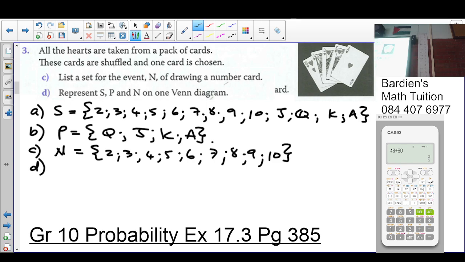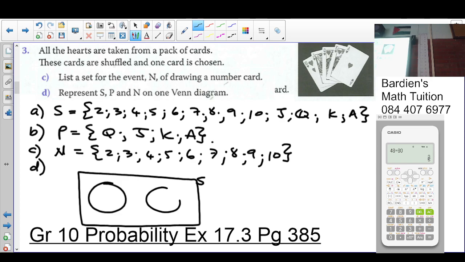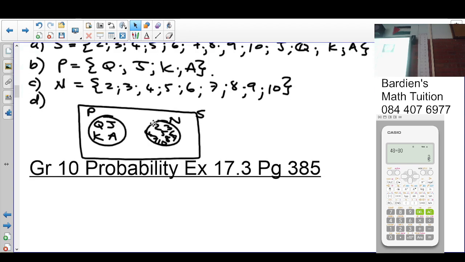D. Represent S, P, and N on a Venn diagram. So the sample space. Are there any elements that belong to both sets P and N? No. So they are said to be disjoint, also known as mutually exclusive.